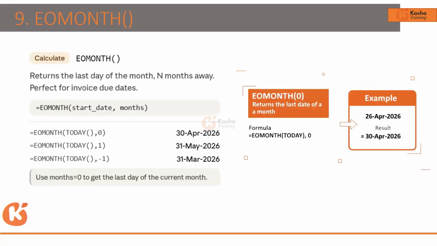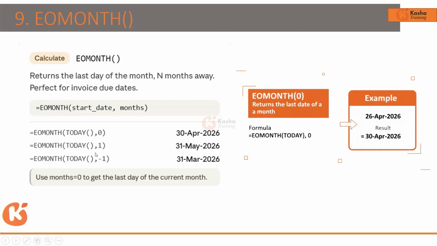Then you have EOMONTH. EOMONTH basically returns the last day of a month. That is what EOMONTH we use for. Let's see it with a certain example. Here you can see the formula is EOMONTH, and if you give today and 0, you will see today's date is 26th of April 2026, but the result is giving you 30th of April 2026 because it is calculating the last day of the month.